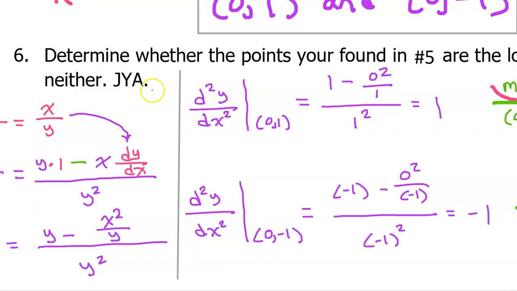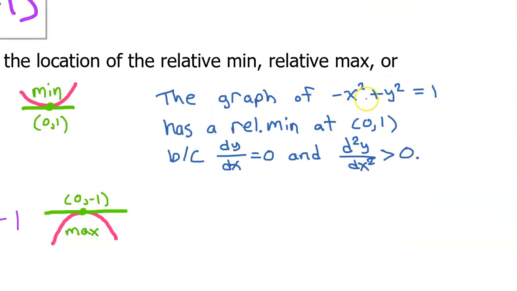One more thing. When it said JYA, did you know that meant justify your answer? So let's summarize our answer with a justification. The graph of negative x squared plus y squared equals 1 has a relative minimum at (0, 1) because the first derivative is equal to 0 and the second derivative is positive. Notice that even though we are doing the second derivative test, you actually have to mention both the first derivative and the second derivative in your justification.